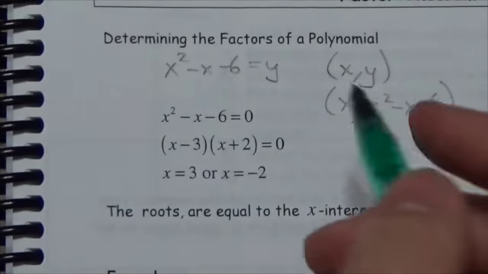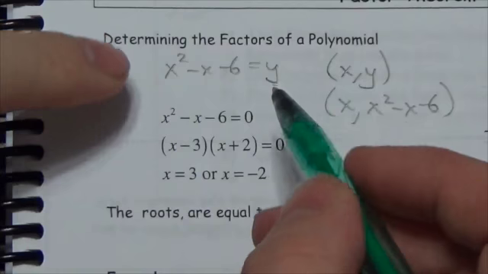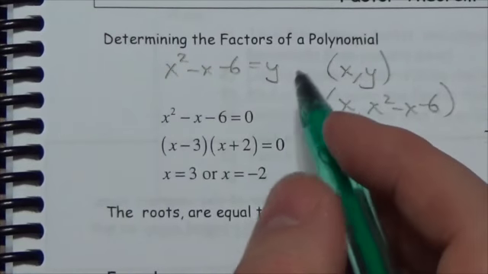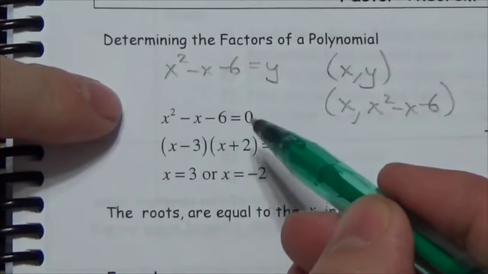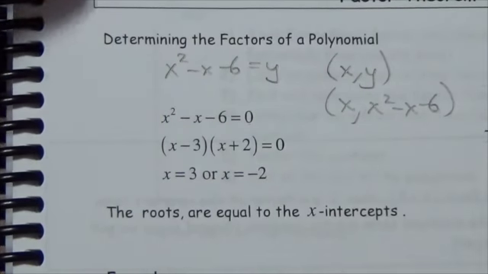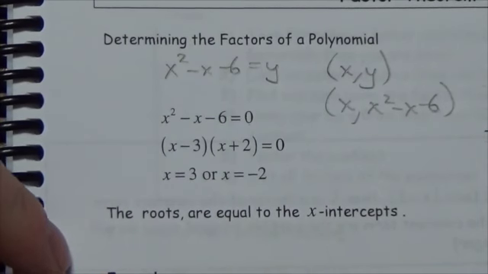Now, if you allow y to go to 0, then what you're doing here is you're setting yourself up to look for what we call the zeros of the function. Okay? The place where the function goes to 0. Now, when we talk about the zeros of the function, we're referring to the y coordinate going to 0, not the x coordinate going to 0.